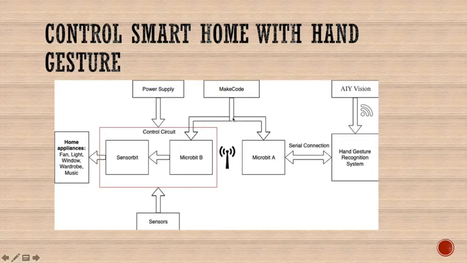It uses 2 microbits or microcontrollers, which send the commands through radio signals to execute the smart home appliances. The hand gesture system is connected to the microbits via the serial connections and connected to the ARY Visions by the Wi-Fi connections.